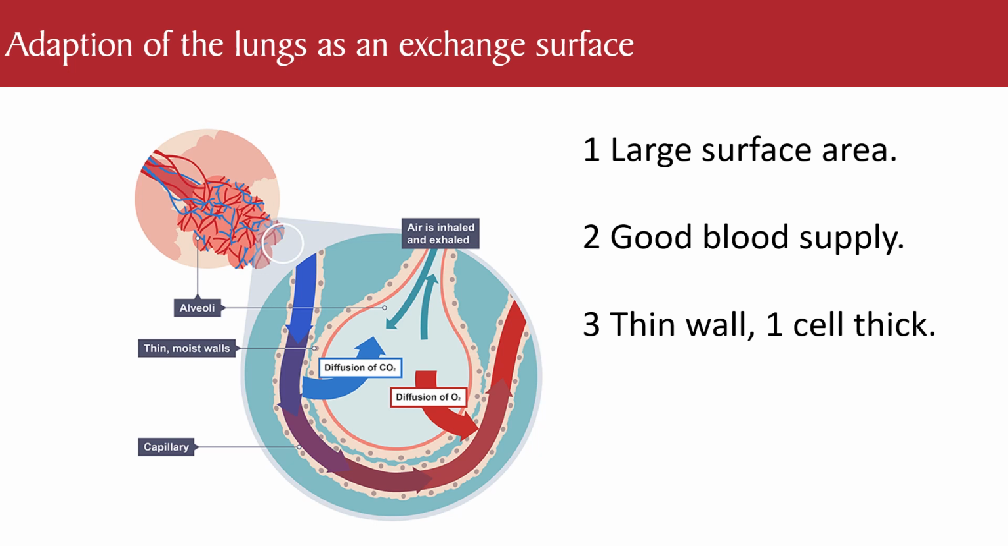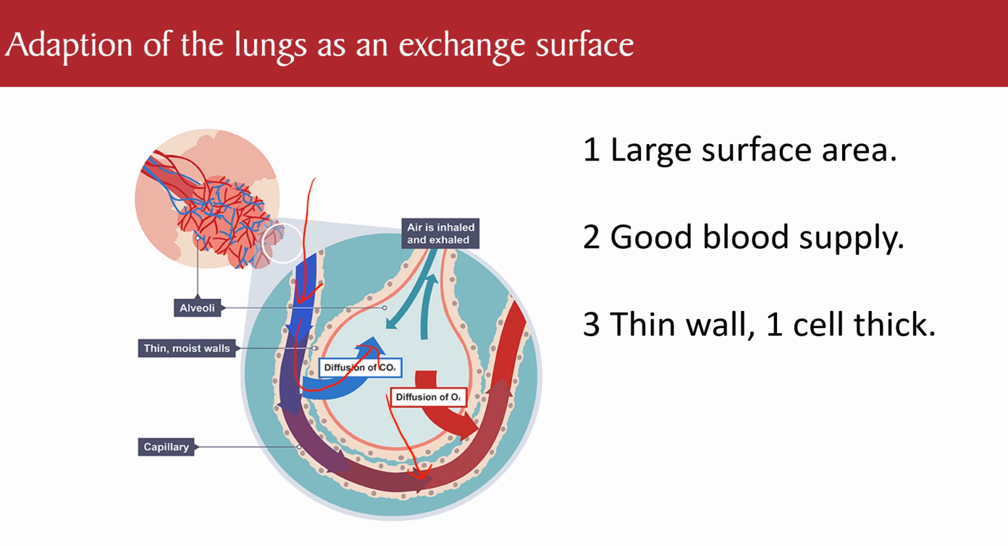Now, this is a little bit more on the way that it works. The blood comes down there, and carbon dioxide diffuses out, because that is your waste product. And as the carbon dioxide diffuses out, oxygen diffuses in.